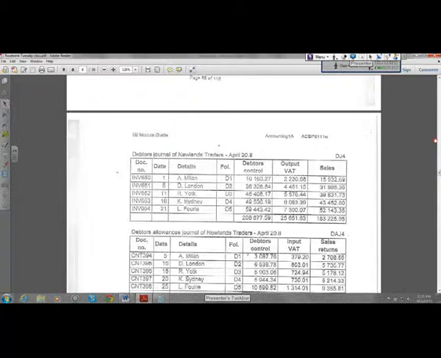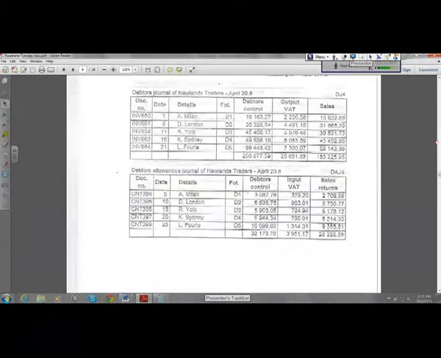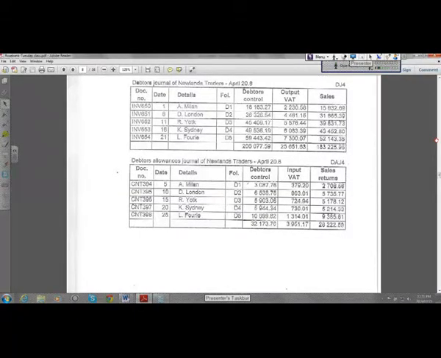Let's go and see where else we can see Milan. Debtors allowances. So he did return some goods to us. Remember debtors allowances? That's when the customer is returning goods to us. That's good.